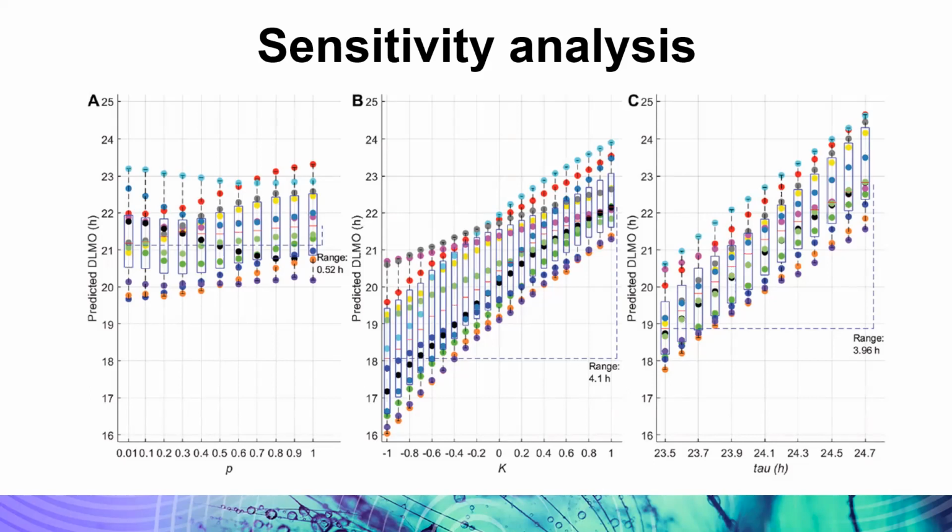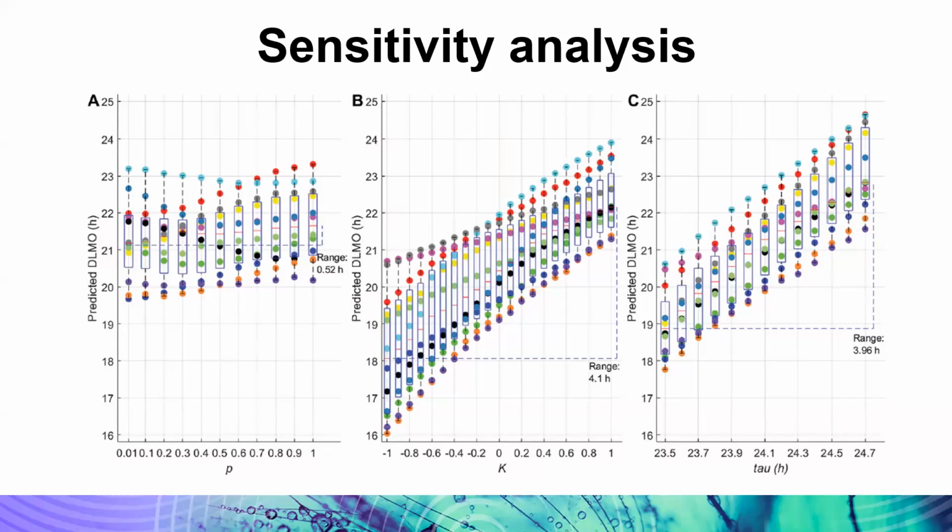And so you can see that the two panels on the right are pretty straightforward to interpret. If I make K bigger, that is, if I make the phase response curve more delay biased, then predicted DLMO goes later. And if I move K more negative, that makes the phase response curve more advance favored, and that pushes circadian phase earlier. And those are just monotonic responses, exactly what you would predict. The far right panel is also exactly what you would predict. Longer tau means later DLMO in the model for the same light input. And that's also a monotonic response.